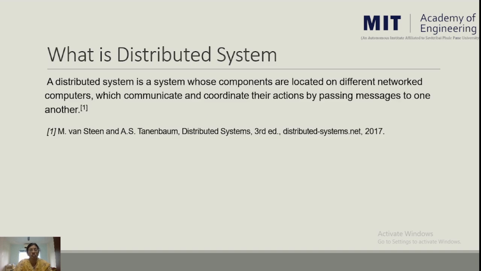So what is a distributed system? A distributed system is a system whose components are located on different networked computers, which communicate and coordinate their actions by passing messages to one another. A distributed system can be considered as a collection of autonomous systems that are physically separated but are connected by a centralized computer network that is equipped with distributed software.